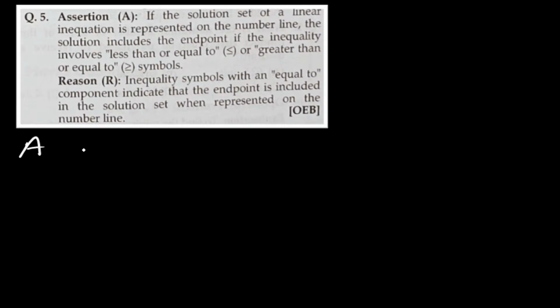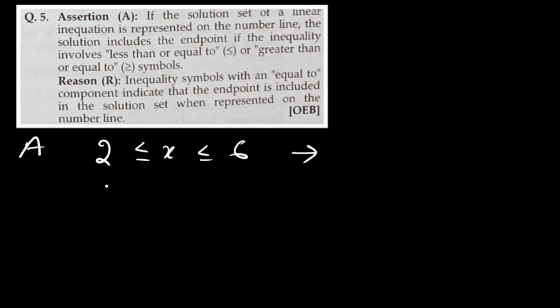Assertion: if the solution set of a linear inequation is represented on a number line, the solution includes the endpoints if the inequality involves less than or equal to or greater than or equal to. So if I have something like x is less than or equal to 6 and x is greater than or equal to 2, that means endpoints are involved. So this is the meaning of the first statement.